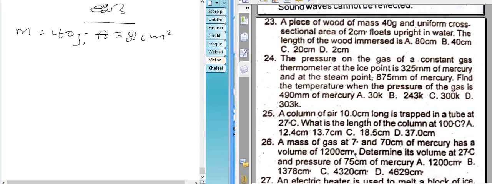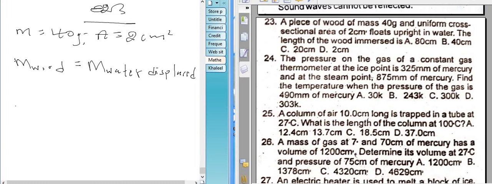Now, we have given that the mass is 40 gram, area is 2 centimeter square. So we can apply the principle of flotation, and we know that the mass of the wood, by the principle of flotation, is equal to the mass of water displaced. Mass of water displaced, or mass of displaced fluid. So the float here is one.